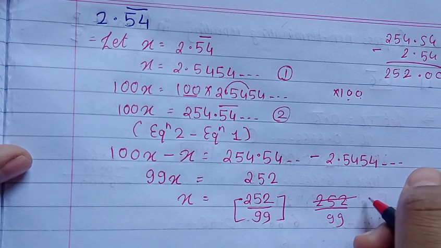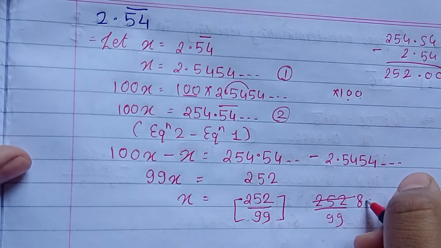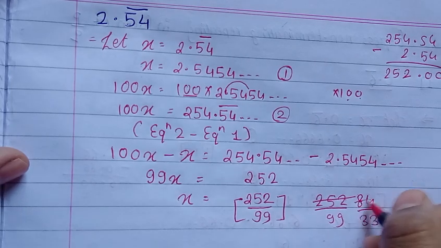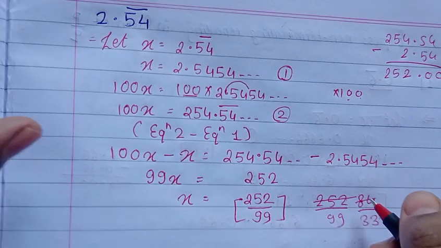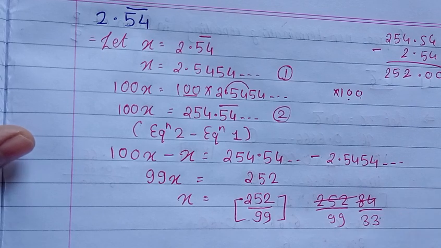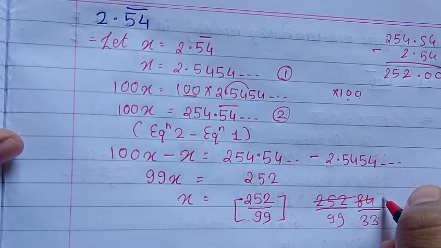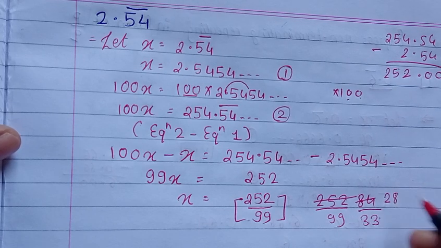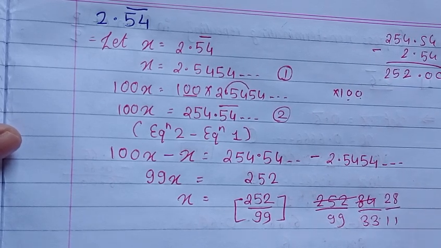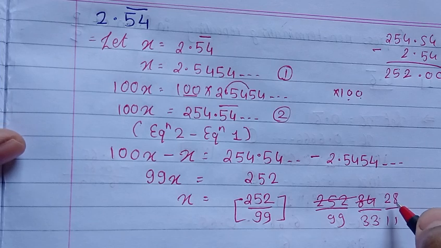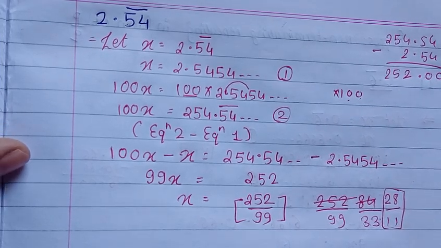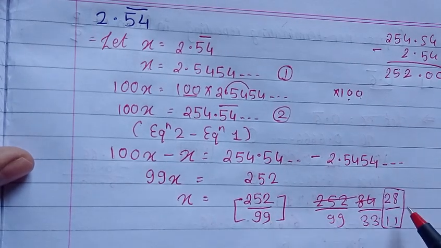3 sevens are 21, 3 eights are 24, 1 carry, 3 fours are 12, 3 threes are 9, 3 threes are 9. Then again we can add 9, 10, 11, 12. Okay, we can divide by 3. 3 twos are 6, 3 eights are 24, 3 ones are 3, 3 ones are 3. So you got 28/11. So your answer might be this or this.